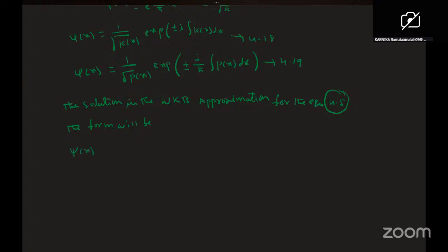Psi of x is equal to A by under root of k of x, exponential of i integral of k of x dx, plus B by under root of k of x, exponential of minus i integral of k of x dx. This is equation 4.20.